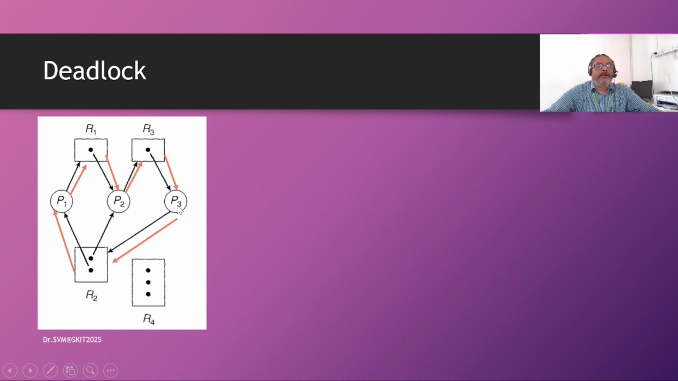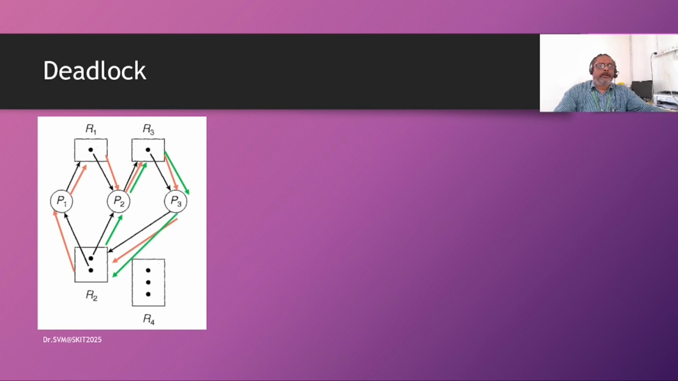If P3 cannot complete, then R3 cannot be released. If R3 cannot be released, then P2 cannot complete. If P2 cannot complete, then R1 cannot be released. If R1 cannot be released, P1 cannot complete. Therefore, in this way, P1, P2, P3, all of them are waiting and waiting and waiting. So that is deadlock.